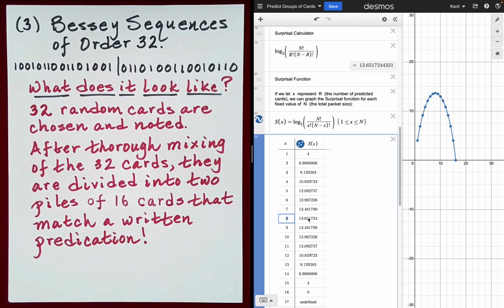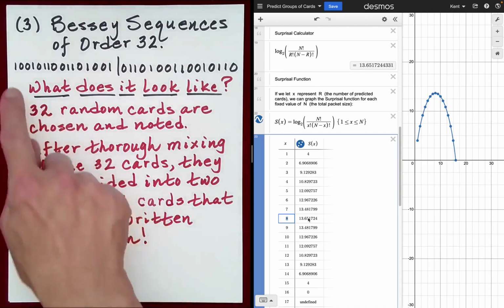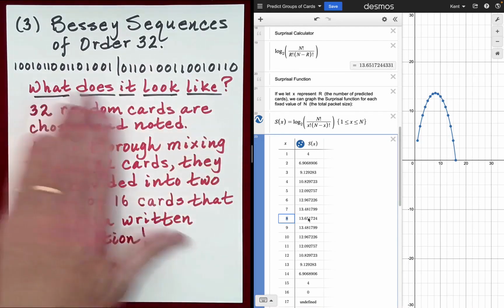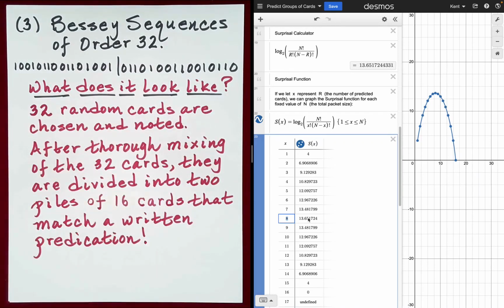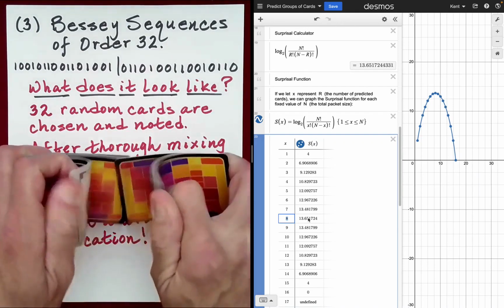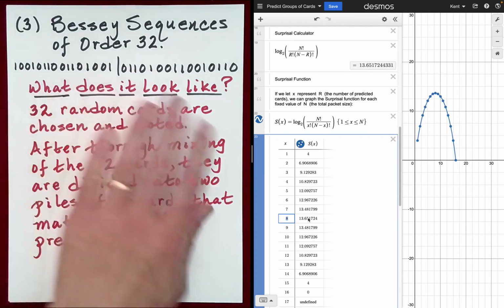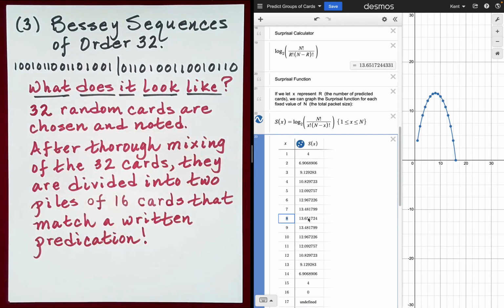Okay, well, a Bessey sequence of order 32 is a long sequence. So something like this may be best to set up ahead of time. What it would look like if you actually follow my recommendation here, it's not completely unmanageable. You could do it, because the spectator will just think you're writing down the identities of the cards. They won't know that you're grouping them in a special way.